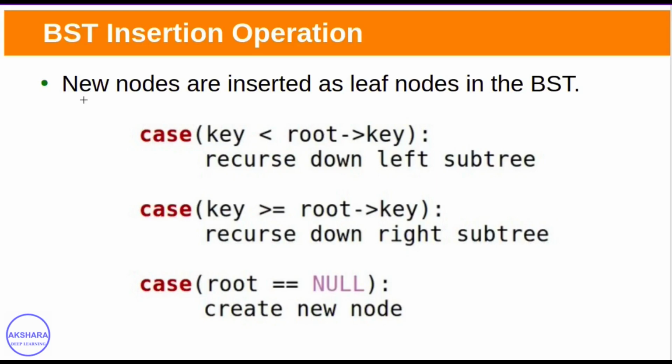We already know that new nodes are inserted as leaf nodes in a BST. We need to find the new node's correct position according to the binary search tree property. This insertion process can be divided into three cases.